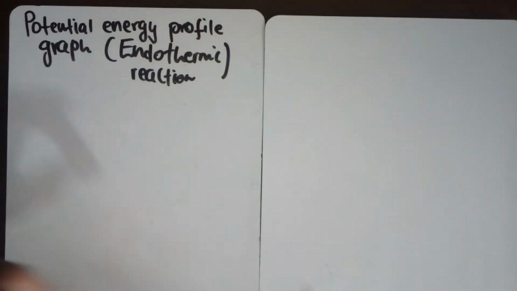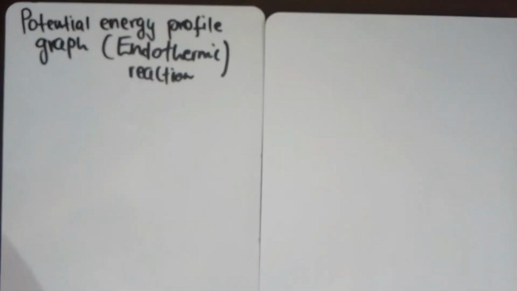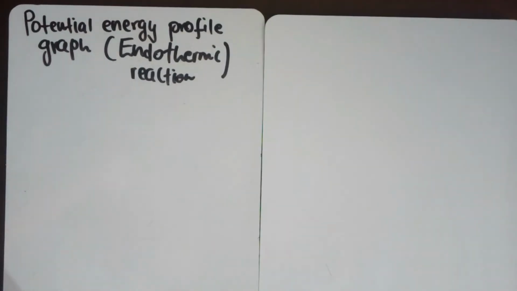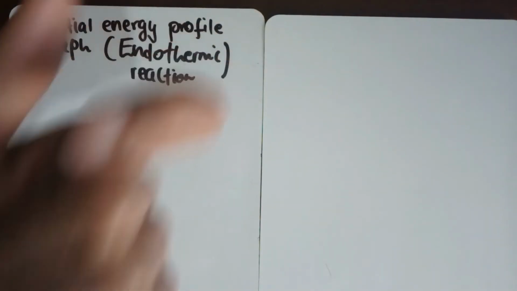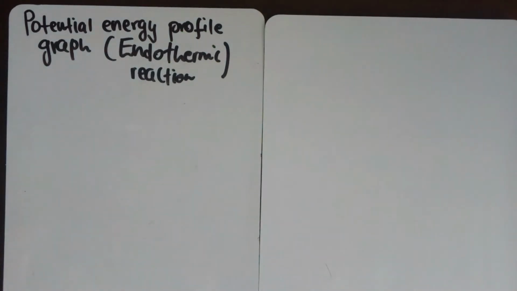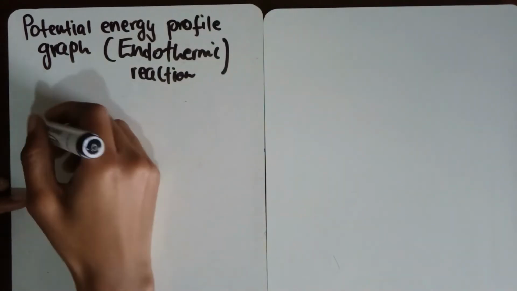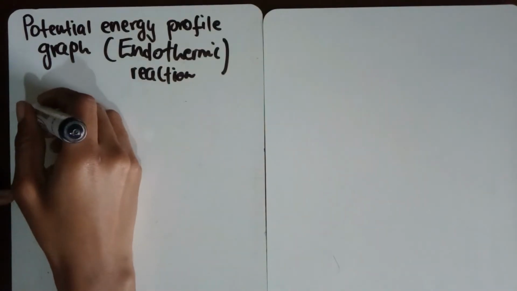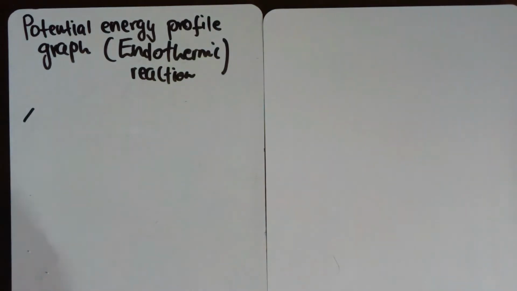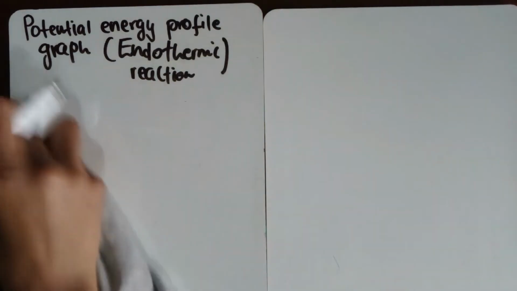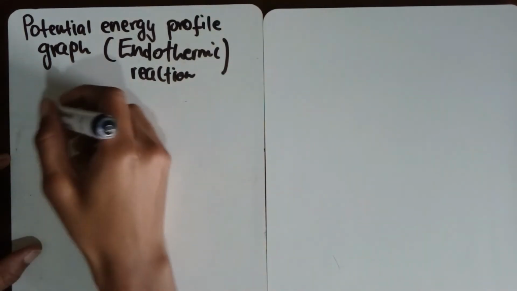Okay, so now we can further our discussion and say, okay, now we want to draw potential energy profiles of our endothermic or exothermic reactions. So in this instance, let us start with the endothermic reaction. It's very important for you to be able to draw this graph, or at least if you're given this graph, to be able to interpret it.